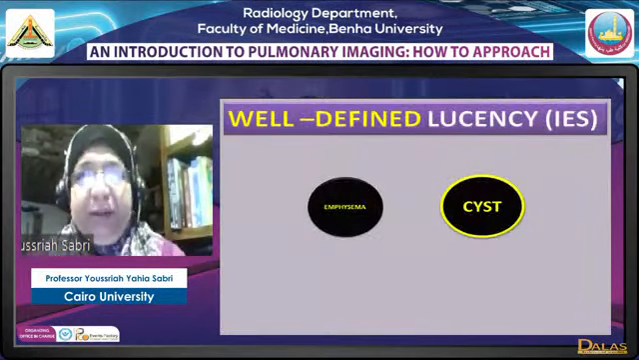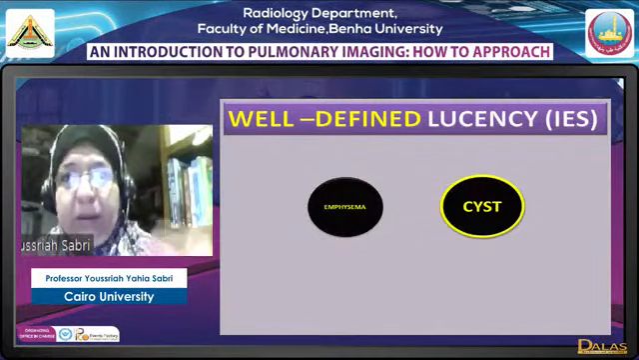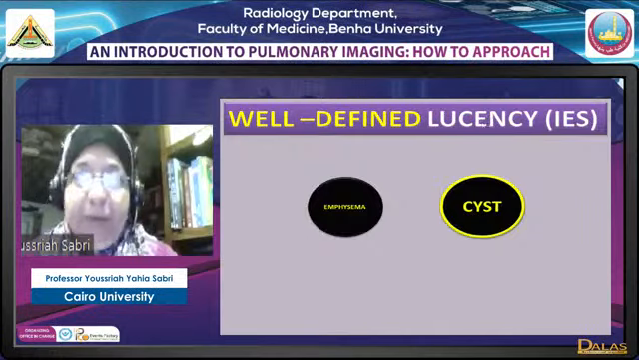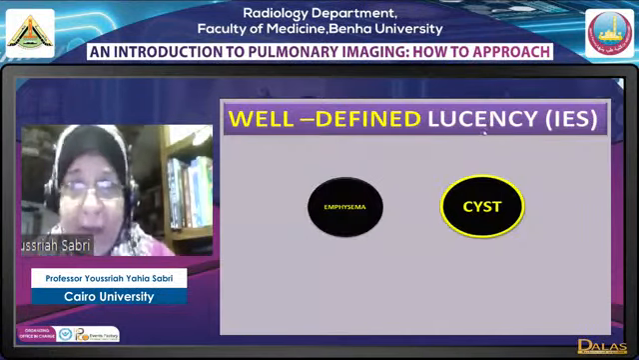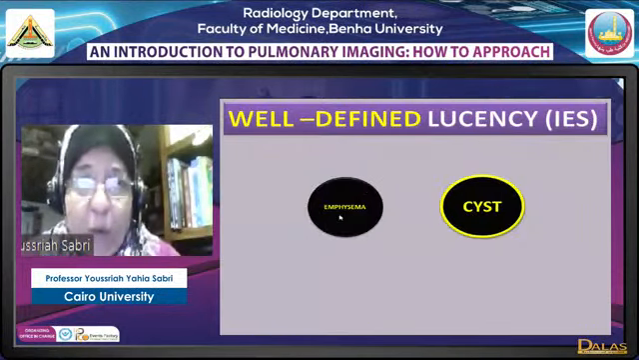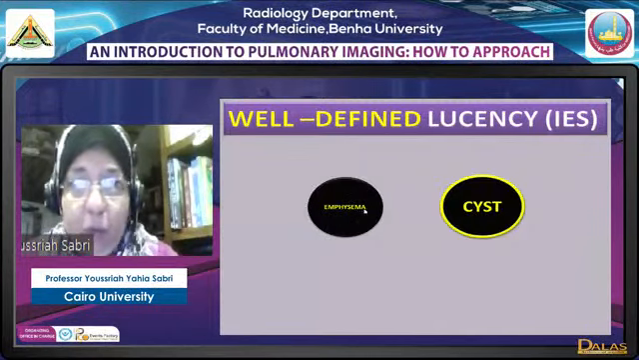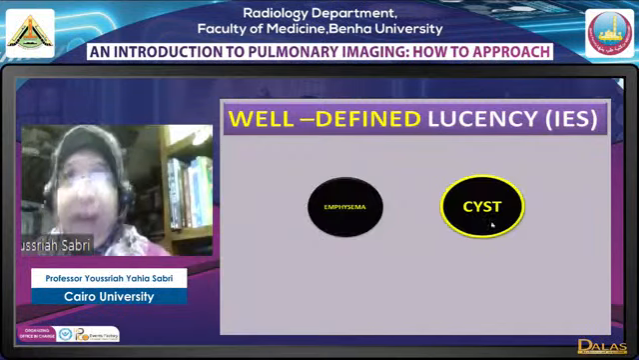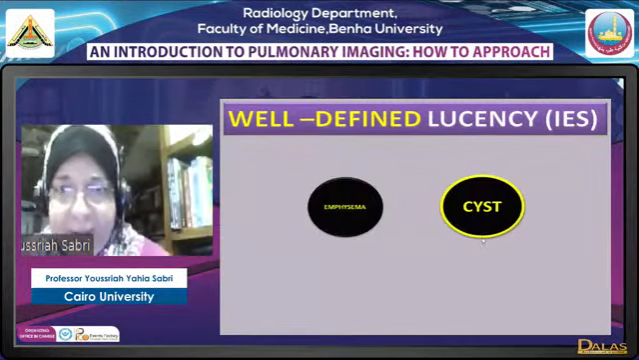Now finished with the well-defined rounded opacities, now let us shift to the well-defined lucence. Now we're discussing a black lesion, okay? A black lesion without a wall, a black hole without a wall is emphysema, while a black hole with a wall is a cystic. This is the easiest way to know a cyst, okay?